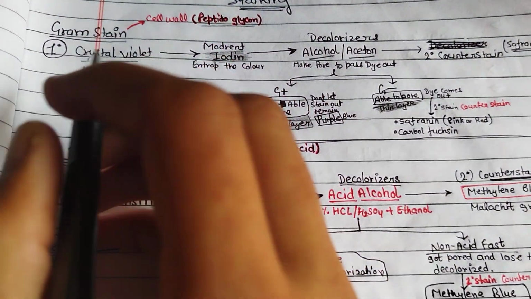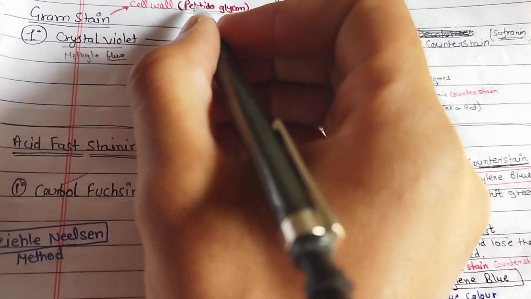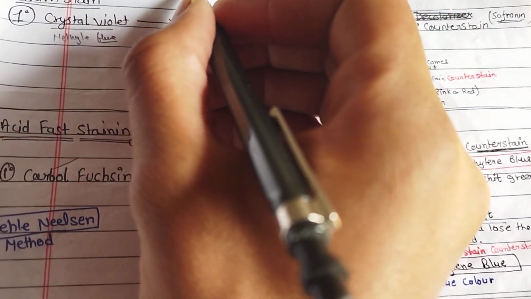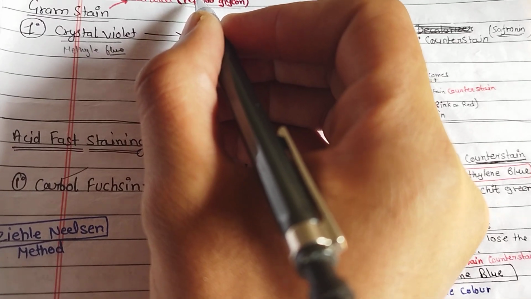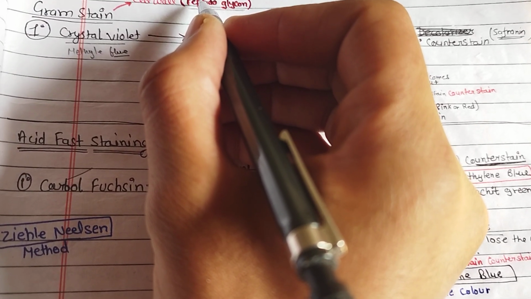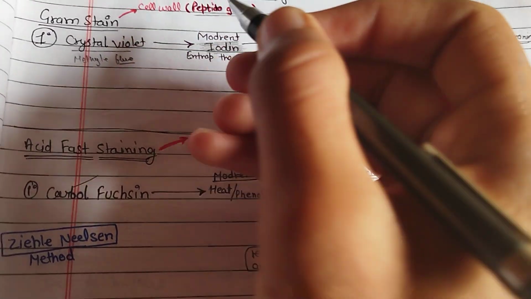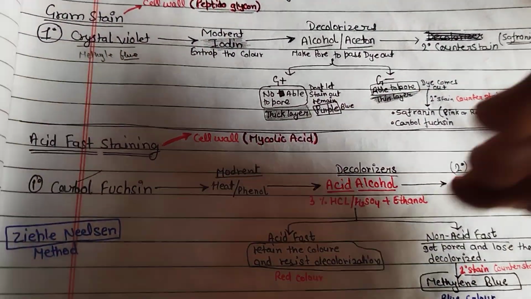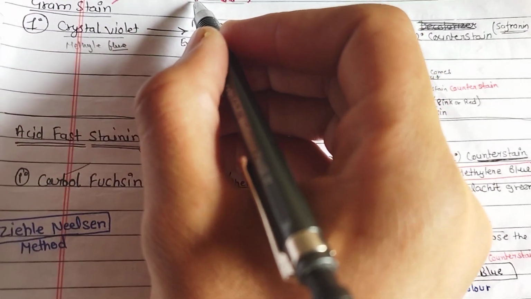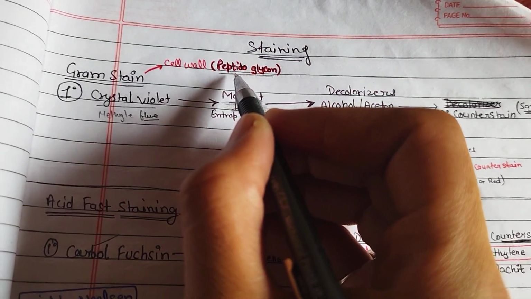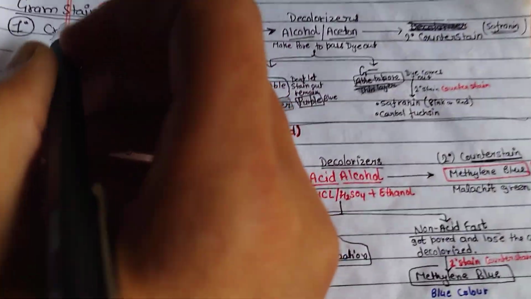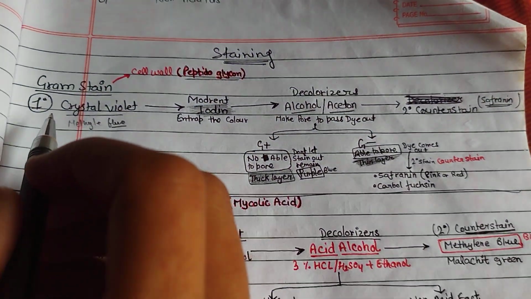After that, if the peptidoglycan layer is thick, then it is gram positive, and there is no extra layer of lipid, which is present in gram negative bacteria. And in gram negative bacteria the peptidoglycan layer is thin. Hope you got it. Now let's study the procedure of the gram staining.